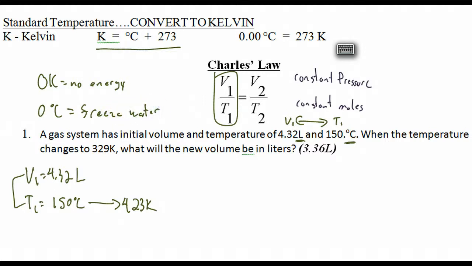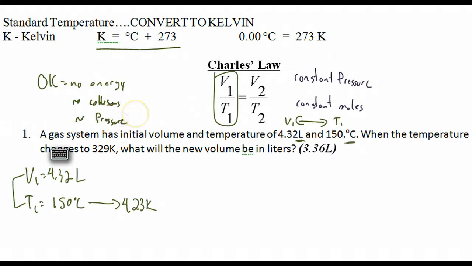That has its uses, 0 Celsius being freezing and 100 degrees being boiling for Celsius, but that's not what we need. We need 0 to be 0, which means these gas particles are not moving, no collisions, and no pressure. That's what 0 has to be. So always convert to Kelvin.